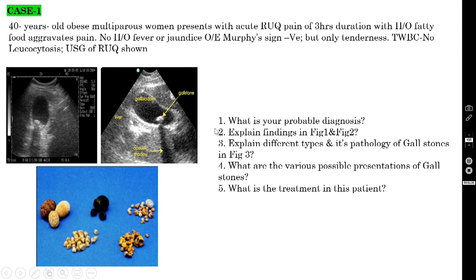Explain the findings in figure 1 and figure 2. Both are ultrasounds of the right upper quadrant, where you clearly see the gallbladder, and inside it the gallstone with posterior acoustic shadow. But you are not seeing thickening of the gallbladder wall. In acute cholecystitis, the thickness is usually more than 4 millimeters, and you are also not seeing any pericholecystic fluid collection. Another thing is there is no sonographic tenderness with the ultrasound transducer. If you press that area, there won't be any tenderness. These are the findings you will get in these two figures.